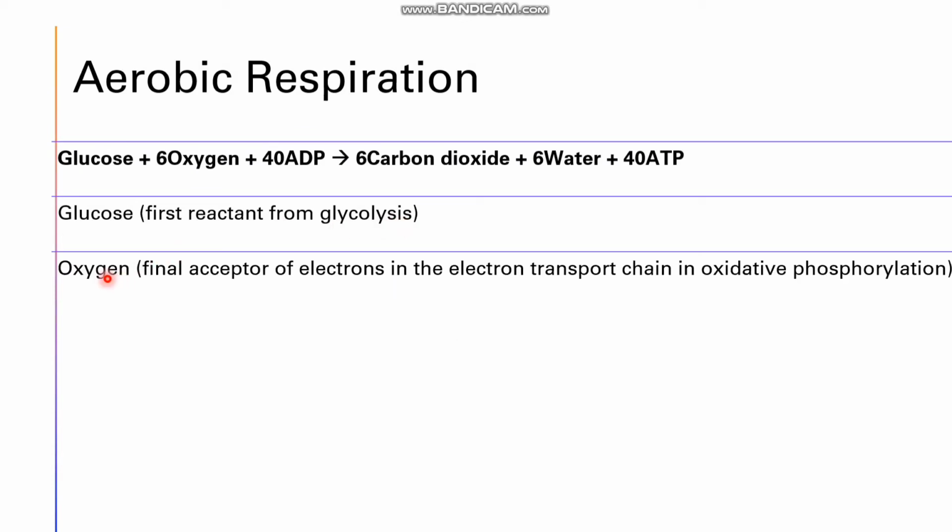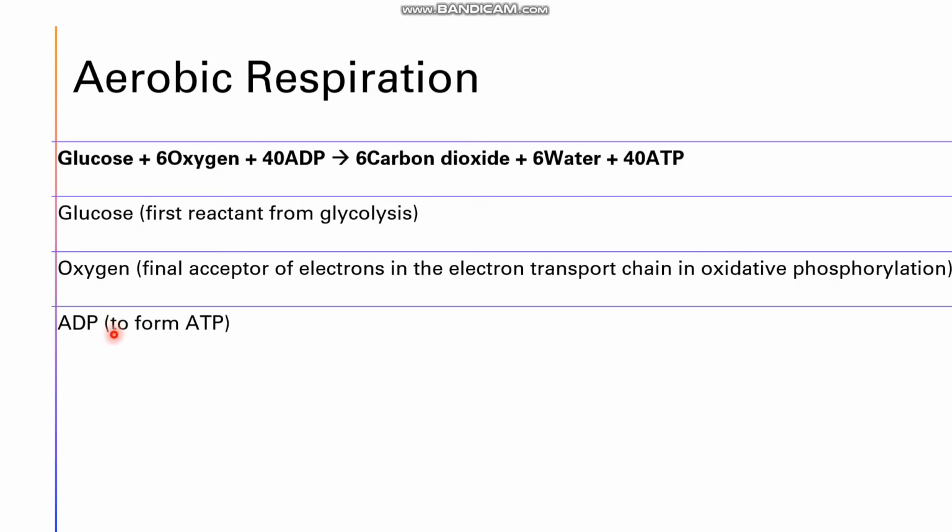And then our oxygen is our final acceptor of electrons in the electron transport chain in oxidative phosphorylation, which we've just looked at, because these oxygens are required to accept electrons so that the chain can continue. And then we have ADP to form our ATP. So notice with glucose and oxygen, they are not regenerated in the other stages of respiration. So we don't get an output of these as well. So they are overall reactants because we don't gain them back at the end.